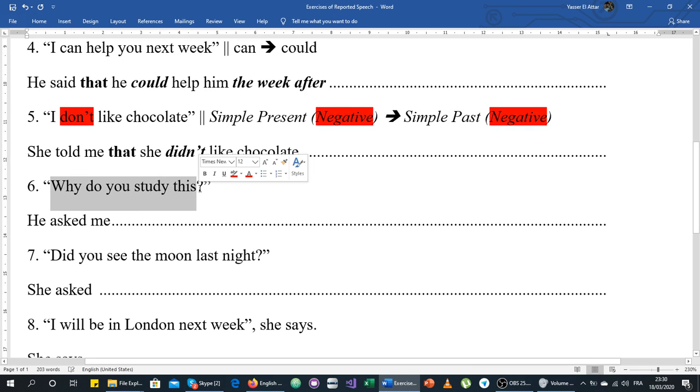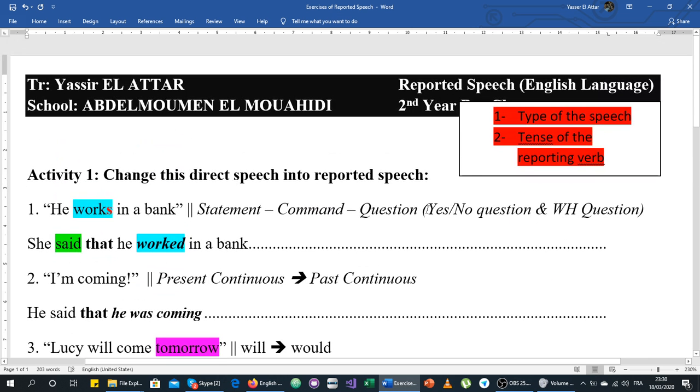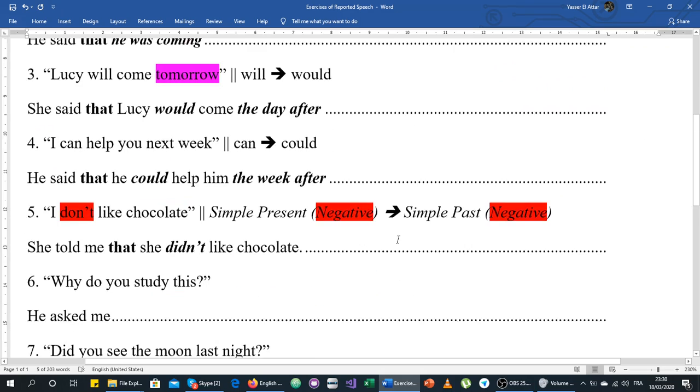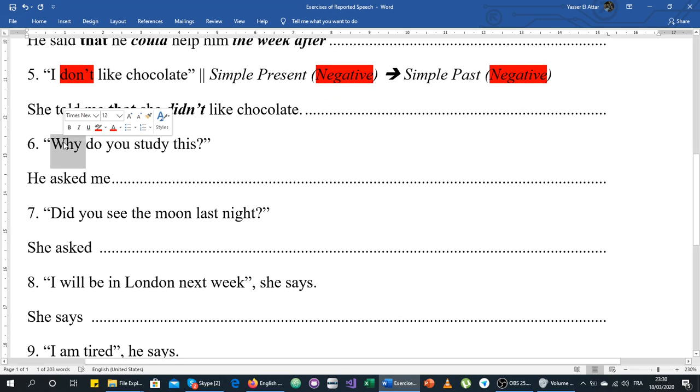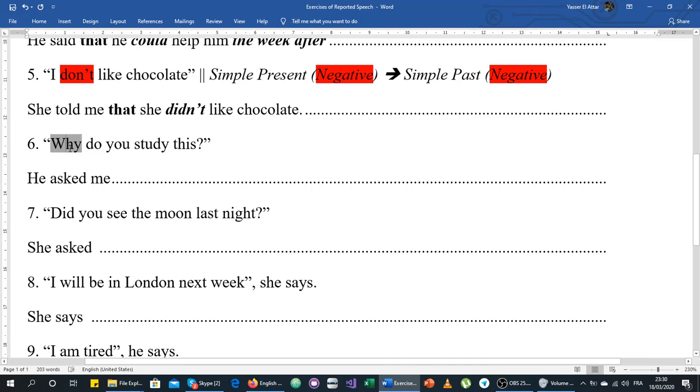Why do you study this? Okay, so this one, is it a statement, a comment, or a question? It is a question, and as mentioned earlier, we have two types of questions: yes or no questions or WH questions. This one starts with why, and a question that starts with why is a WH question. It's not yes or no.